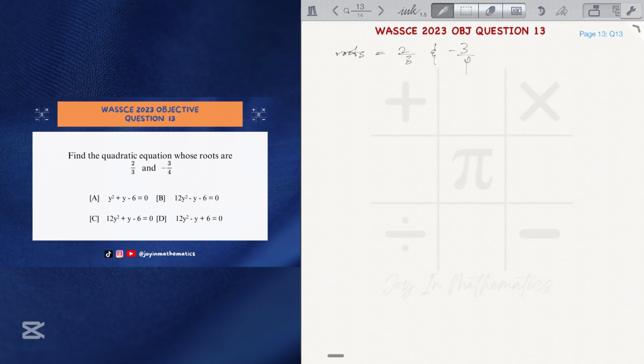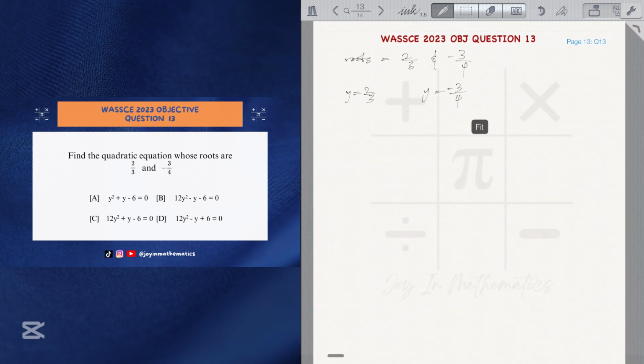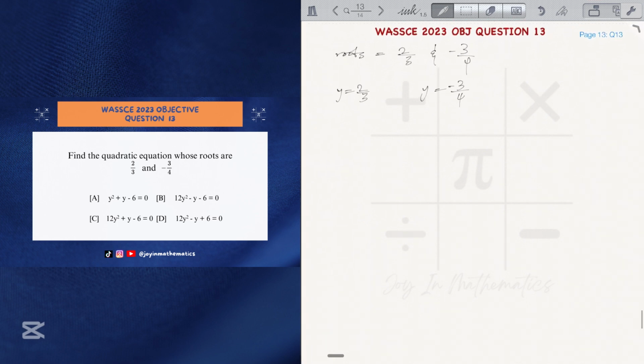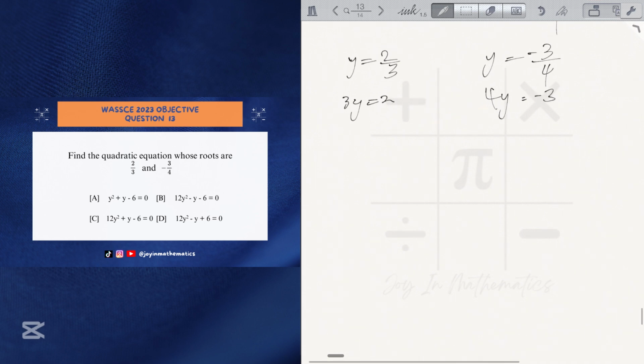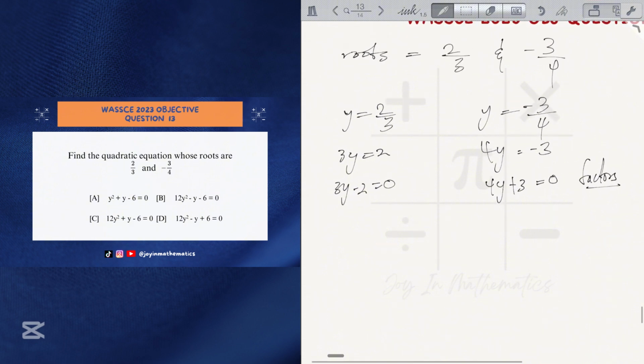Now, in view of that, we will say y is equal to 2/3, and also that y is equal to -3/4. We can solve this using the factors method. If we cross multiply here, we'll have 3y is equal to 2, and here we'll have 4y is equal to -3. So in view of this, 3y minus 2 is equal to 0, and also 4y plus 3 is equal to 0. So these are the factors of the quadratic equation, and here we have the roots.